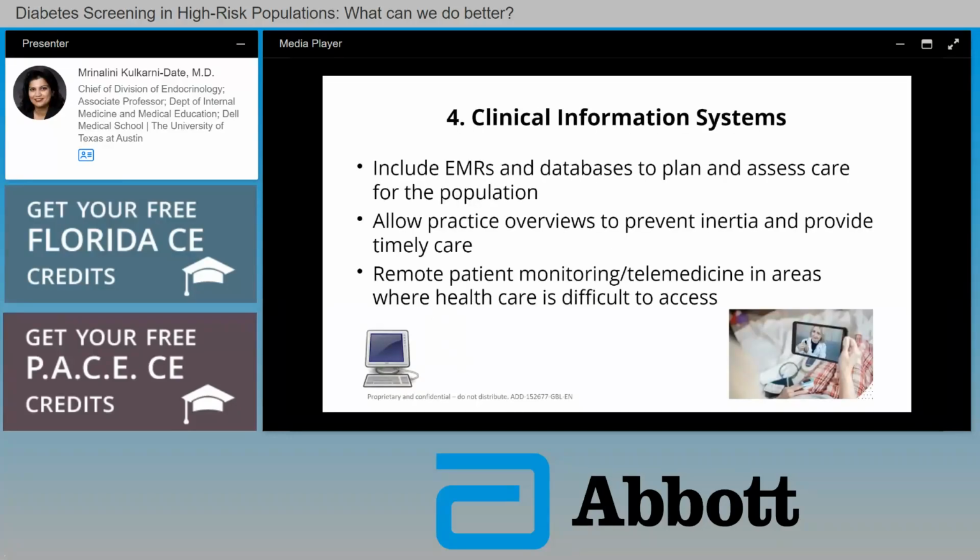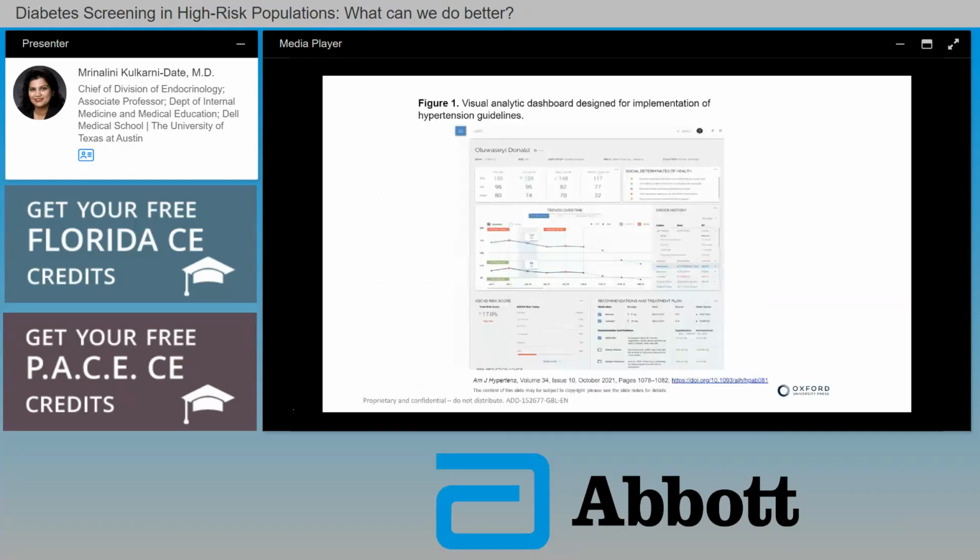What about clinical information systems? So, we use EMRs, and EMRs have been cited as causes of burnout for many clinicians. But if we can implement practice overviews within our EMRs, decision-making tools within our information systems, including remote patient monitoring and telemedicine in areas where healthcare is difficult to access. Those are all ways that we can improve engagement.